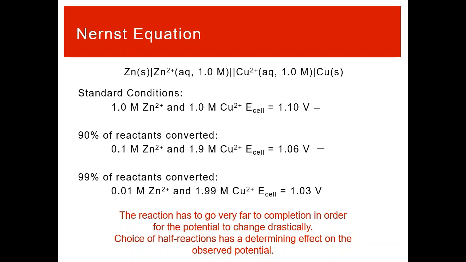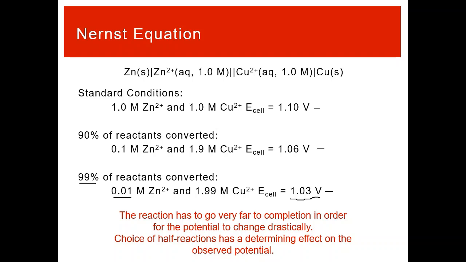volts. If you keep going, 99%, you drop to 1.03 volts, right? This is a lot of chemistry that has happened. You're down to 0.01 molar zinc cations left, and still the potential is 1.03 volts. And so at the end of the day, when you're looking at a cell and you're looking at the chemistry happening, even after a huge amount of your reactants have reacted, right, 99%, your potential is still relatively unchanged. 1.03 volts is still not that different from 1.10.